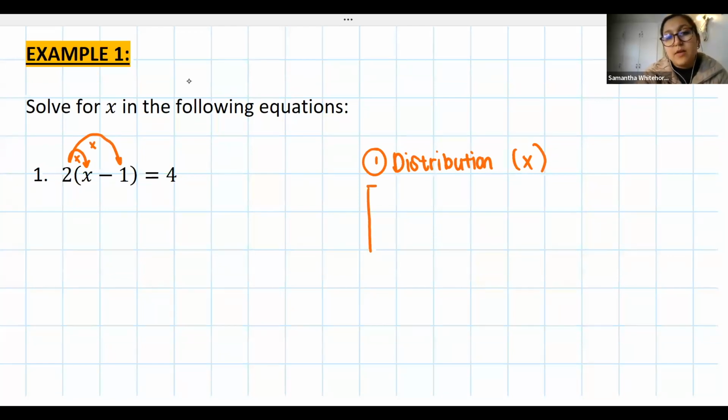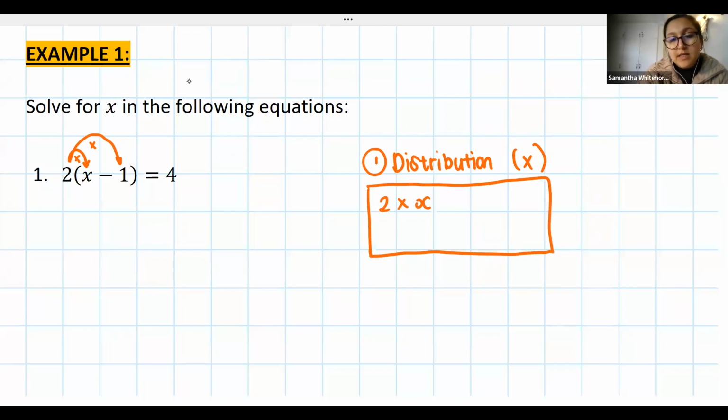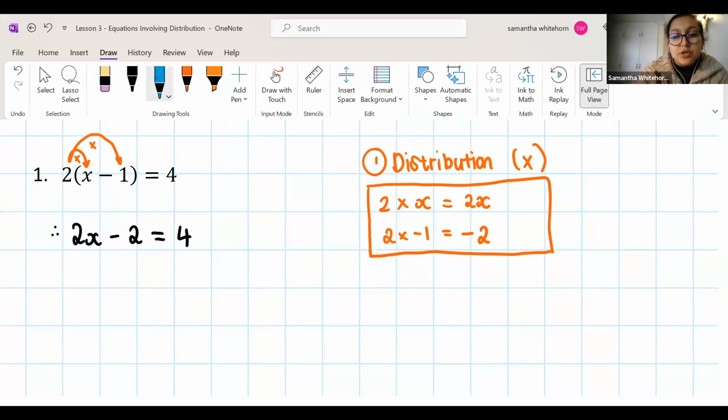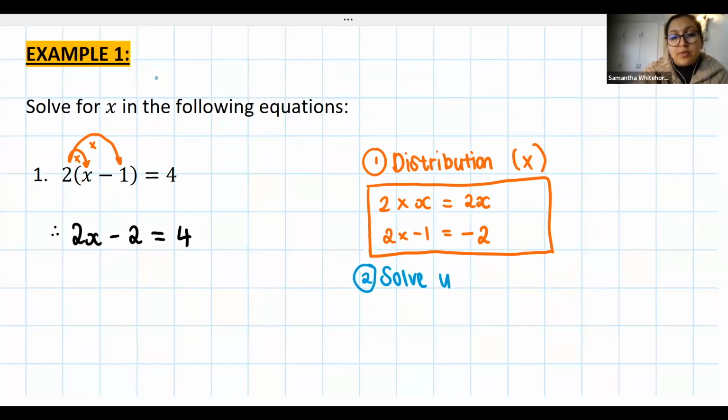Now, guys, obviously, if you're comfortable, you don't have to do your working out on the side. You can just go straight to an answer. But just to make sure we're all happy, 2 times x, positive times a positive is a positive, and 2 times x gives us 2x. We then have 2 times negative 1. A positive times a negative is a negative. 2 times 1 is 2. So through distribution, we are getting rid of those brackets, and we have got 2x minus 2 is equal to 4. Only once we have completed that distribution do we now solve using our inverse operations.